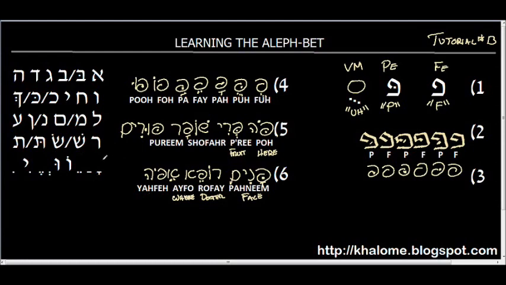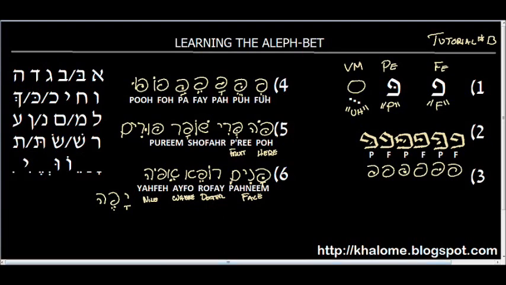And then finally, Yafe. Yafe is a Yud, Kamatz, Fe, and then Tzeri, and then that final Hey again, and that means nice. So if you were to say, you know, Mashlomech, how are you? What is your peace? Someone might say, oh, Yafe, I'm doing well. I'm nice.